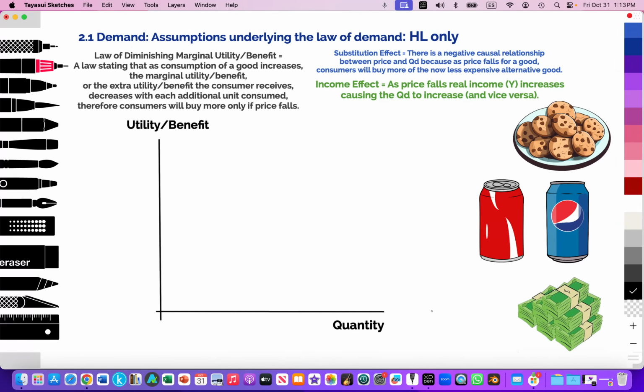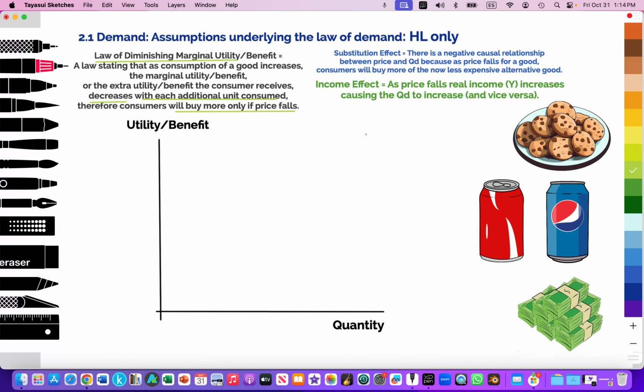All right, so here we have 2.1 demand, assumptions underlining the demand curve, HL only. And right now we're going to look at the law of diminishing marginal utility or benefit. It's a law stating that as consumption of a good increases, the additional marginal utility or benefit, the extra utility or benefit the consumer receives, decreases with each additional unit consumed. Therefore, consumers will only buy more if the price falls.